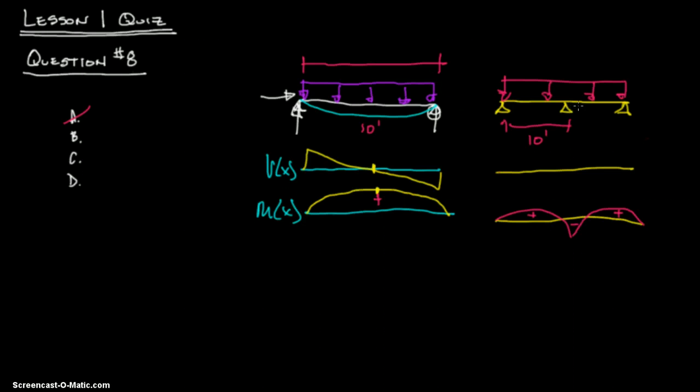So we're talking about the same span, but if you look right here, and you load it the same, this will actually be smaller positive moment than your single span. And that's the beauty of using these continuous beams, it actually helps out a lot with deflection. You'll find that out later. And it does help out quite a bit with moment as well.